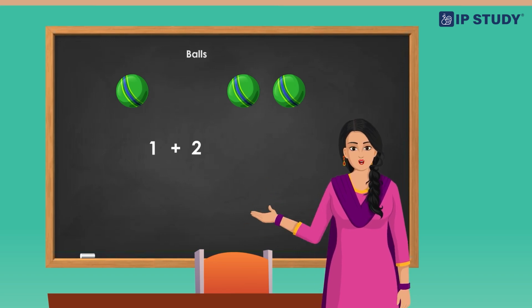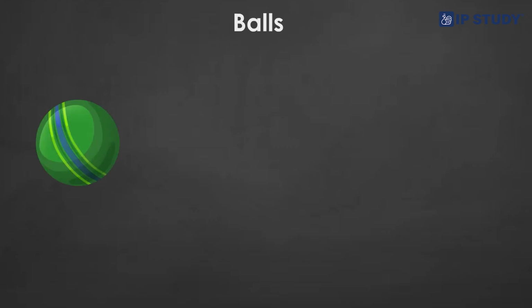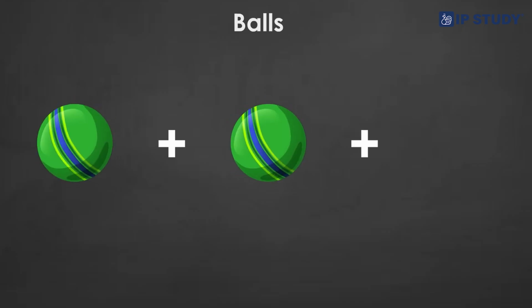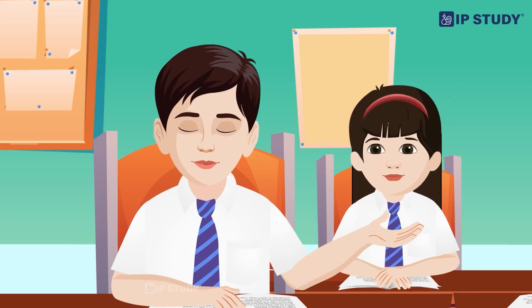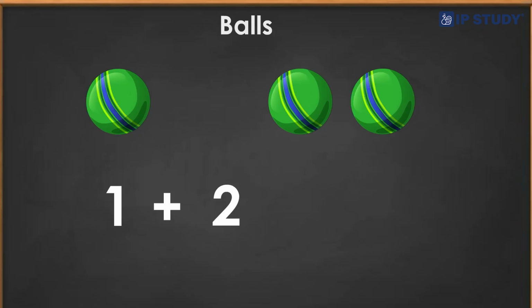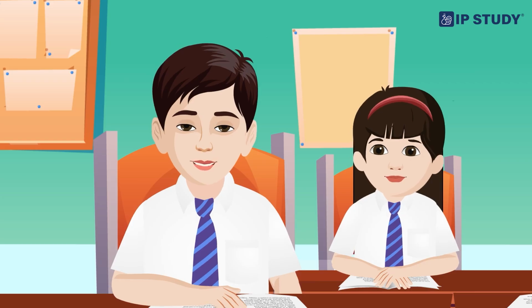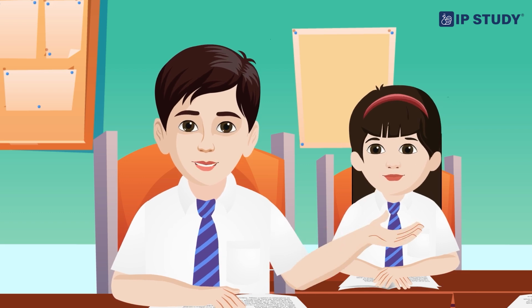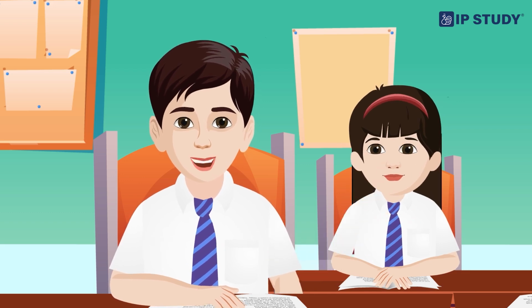Let's count them all. Count with me. 1 ball plus 1 more ball plus another ball. How many balls do we have altogether? I counted 3 balls. That's right. So 1 plus 2 equals 3. We write it like this: 1 plus 2 is equal to 3. I get it now. The plus sign means we are adding things together.